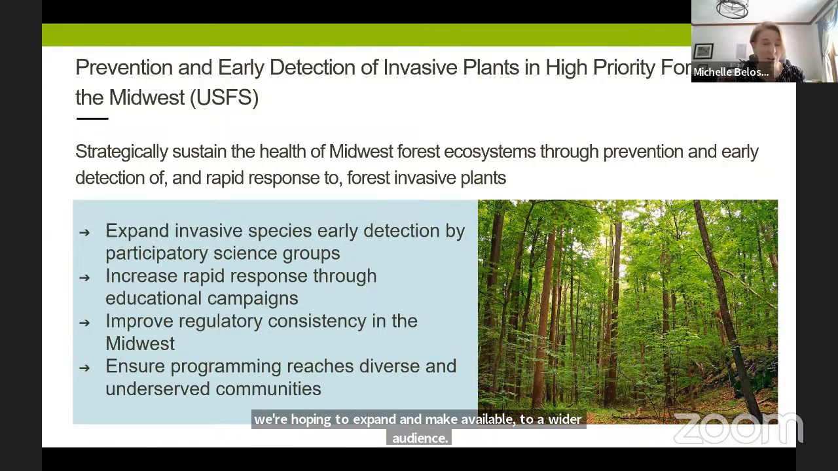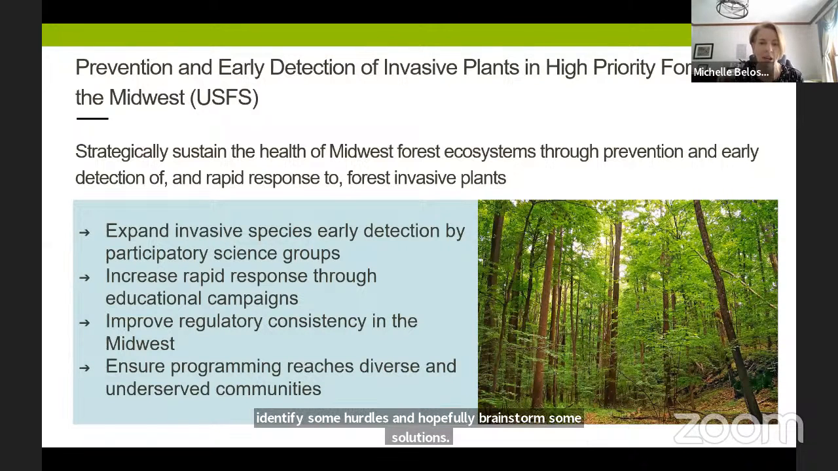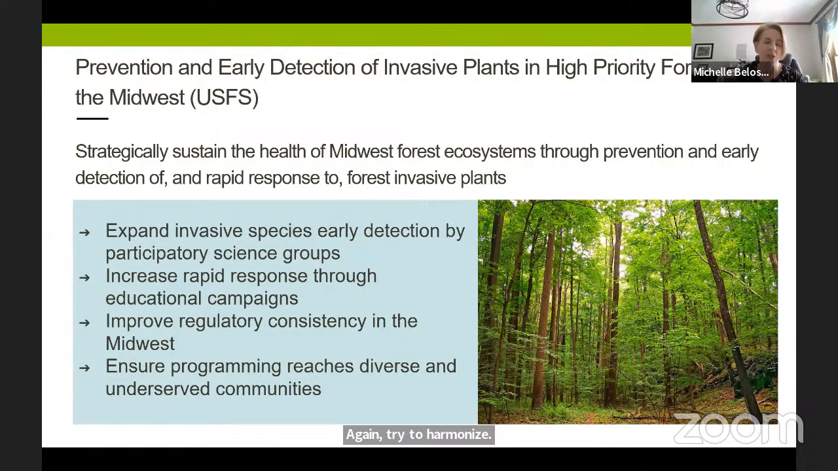Another ambitious goal of this project is to try to improve some regulatory consistency across our region, which is a big task, but we are hoping to at least collect and summarize how different states and provinces are regulating different plants and try to share that information across jurisdictional lines, make sure everybody knows what their neighbor is doing, identify some hurdles, and hopefully brainstorm some solutions. Again, trying to harmonize regulations across the region. And there's also some great work that's going to happen primarily in Minnesota to ensure that our programming is reaching diverse and underserved communities as well.